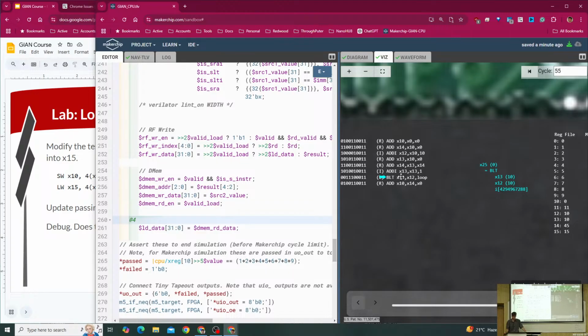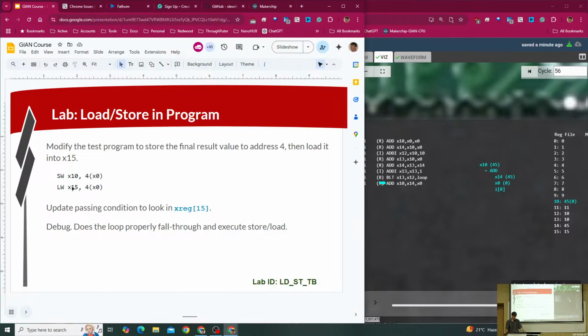is in X14. So this last add is just moving the value from X14 into X10. And then we'll add these load and store instructions that are storing X10 and then loading that same value into X15. Right? And then you can change the test bench to test that the correct value now is in X15, not X10, to test the load and store. Okay.